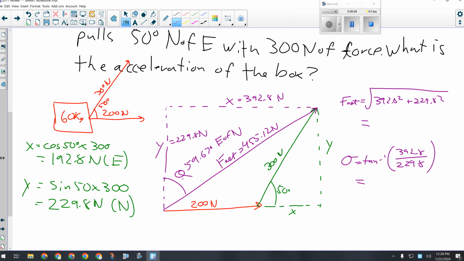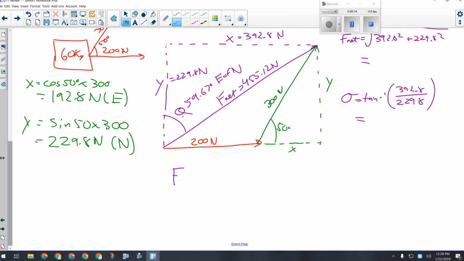All right, now I've got net force. What did the question want? Acceleration. So that's where Newton's second law comes in here. F net equals mass times acceleration. I'm just going to divide both sides by mass to get the acceleration. So that'll be our 455 divided by 60 kilograms.